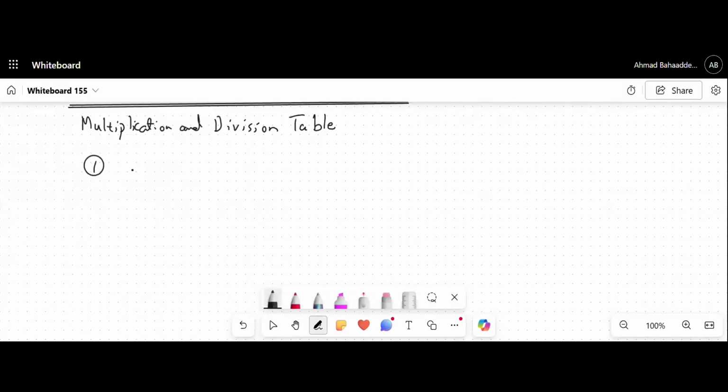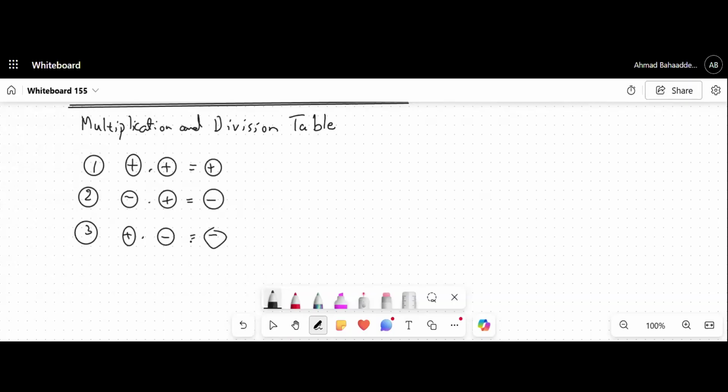We said that number one, if I multiply a plus times a plus, the answer is always plus. Number two, if I multiply minus times a plus, the answer is minus. Number three, if I multiply plus times minus, the answer is minus also. Number four, if I multiply minus times minus, the answer is always plus. I used to call the last one a smiley face, which people like.